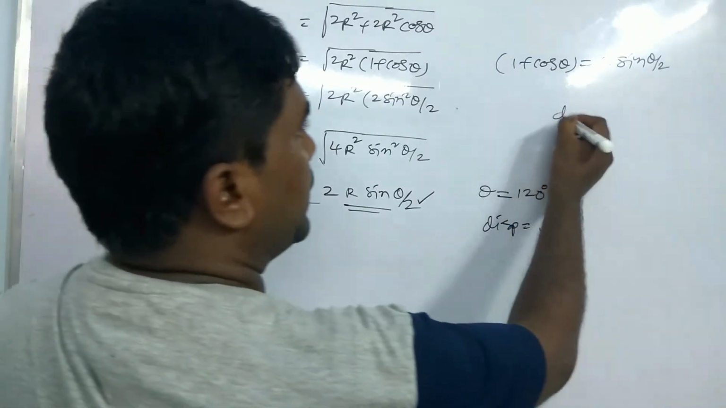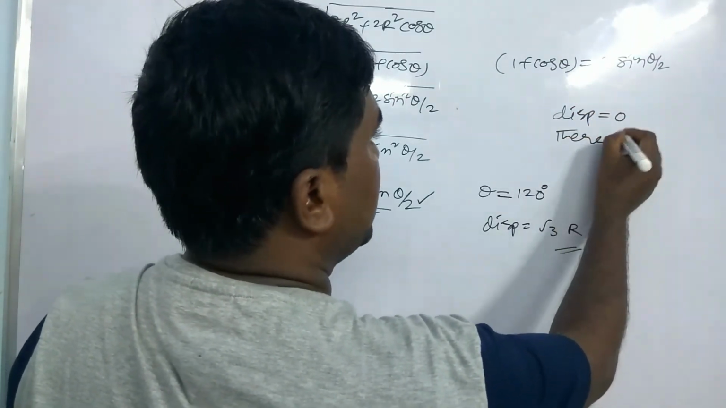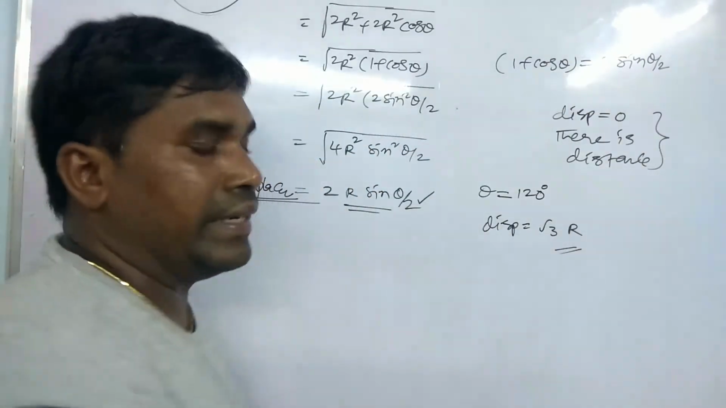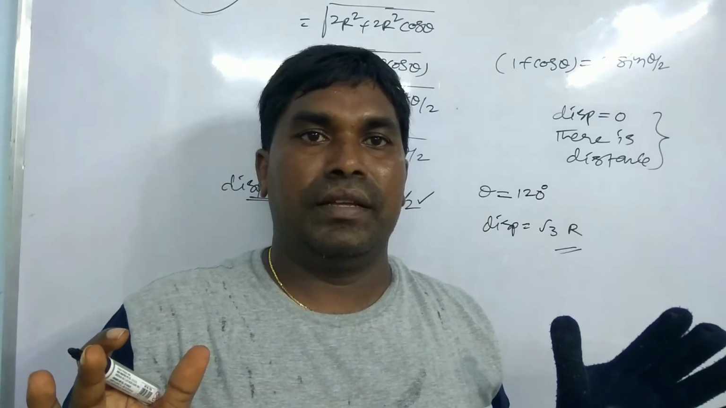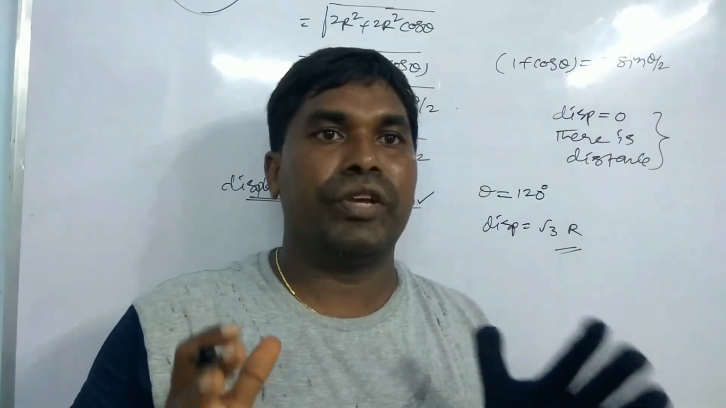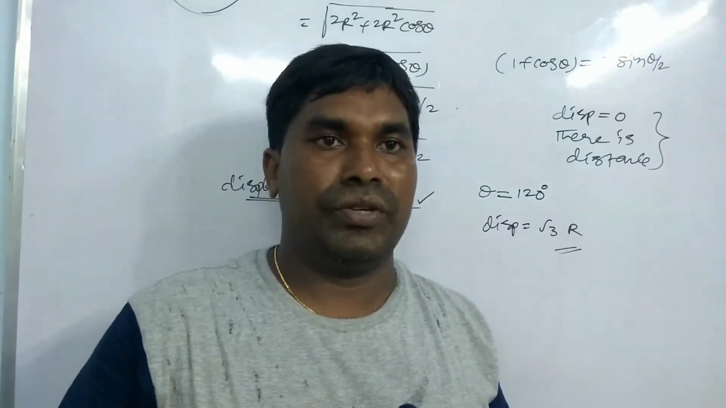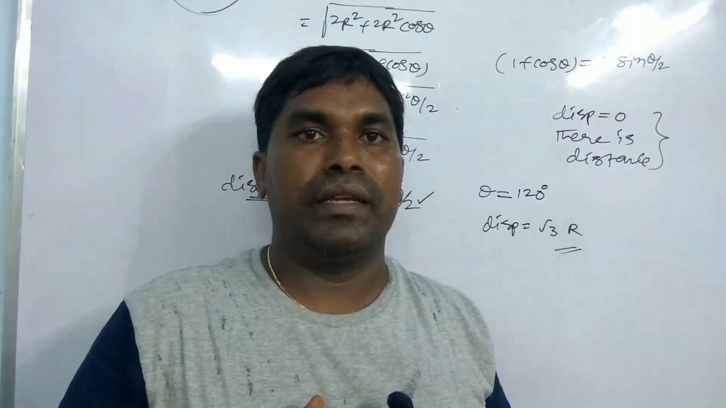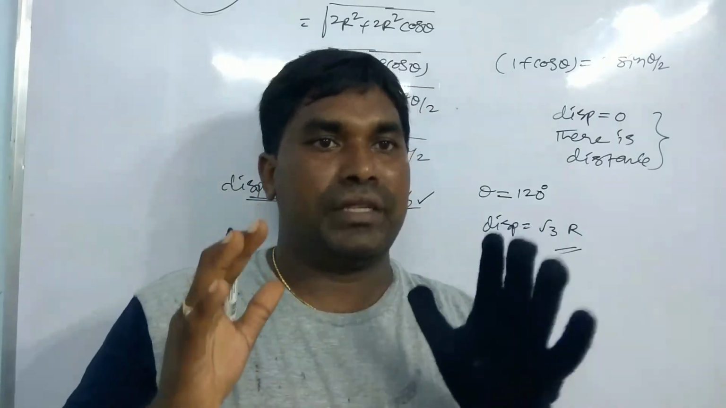So this is how we find the distance and the displacement. Here you have to observe that distance will not be equal to 0, but displacement may be equal to 0. There is a chance for displacement to be 0, but in the case of distance it is not 0. Distance is always greater than or equal to the displacement of the body. In some cases, distance and displacement are equal.